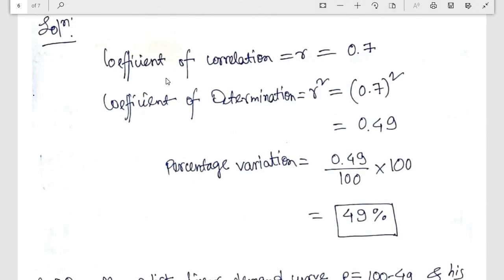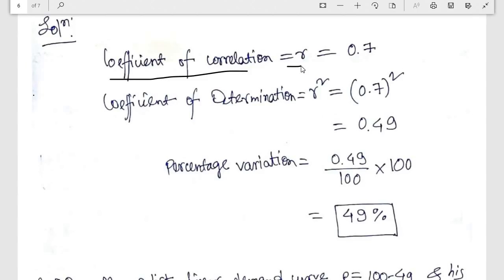So the coefficient of correlation, which is r. First we have to understand what is correlation coefficient, or coefficient of correlation. They are basically the same. A correlation coefficient implies a statistical relationship between two variables. So they imply some kind of strength between the two variables.